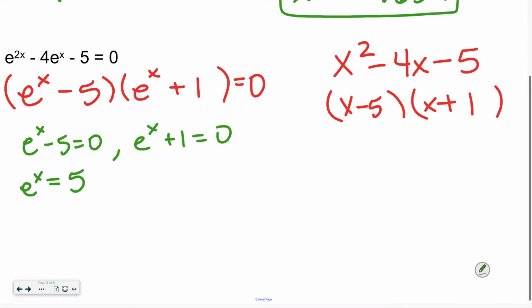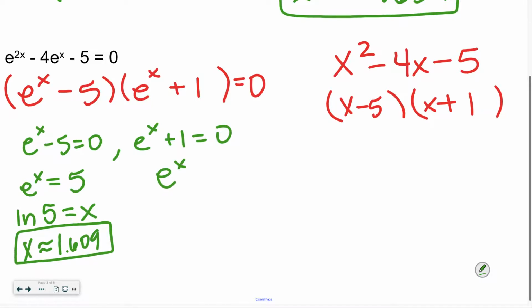so that our exponential piece is all by itself. And once our exponential piece is all by itself, we can rewrite. So we have log base e of 5 equals x. And of course, log base e is natural log. I'm going to write it. Somebody punch that into your calculator. What does that approximate to? 1.609. Good.